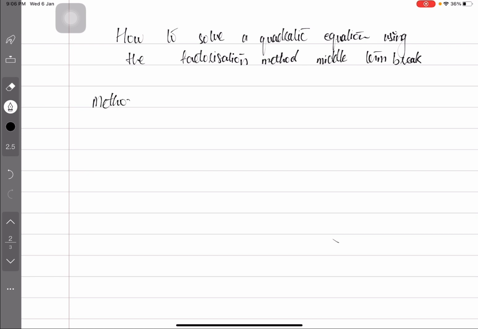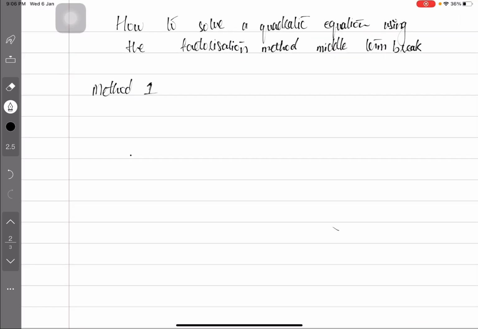Method 1 will be more of a shortcut which will help you factorize basic simple equations in a very short time and with a huge simplicity. For this, we'll take an example of the equation x squared plus 5x plus 6.